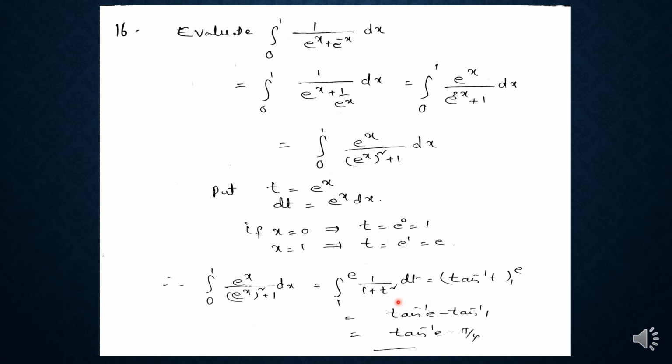We know that integral 1 by 1 plus x² dx is tan inverse x. Here the variable is t, so tan inverse t from 1 to e. Now by putting t is equal to e, that becomes tan inverse e, the upper limit is e and the lower limit is 1. Tan inverse e minus tan inverse 1. The value of tan inverse 1 is pi by 4. That is tan inverse e minus pi by 4. This is the solution for the given integral.